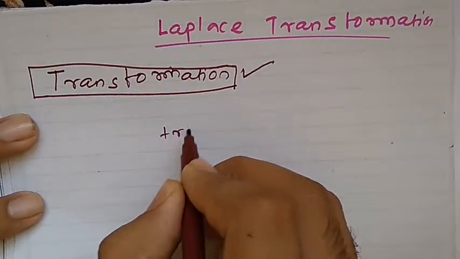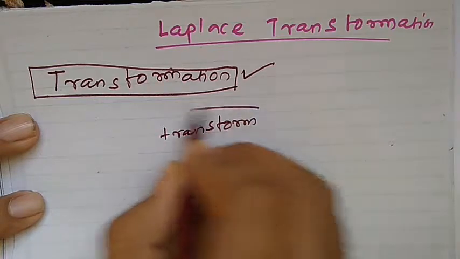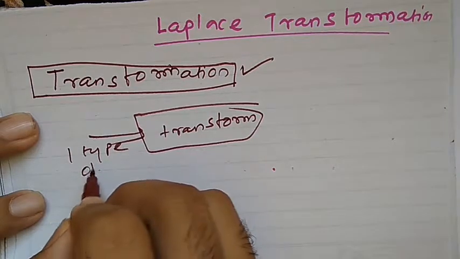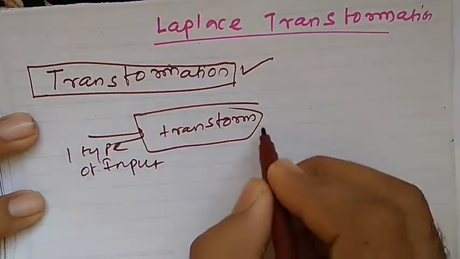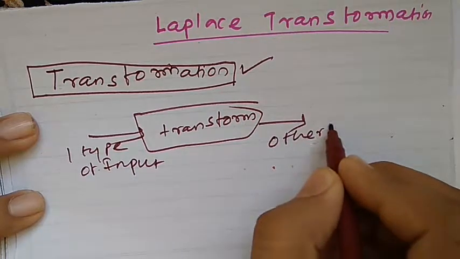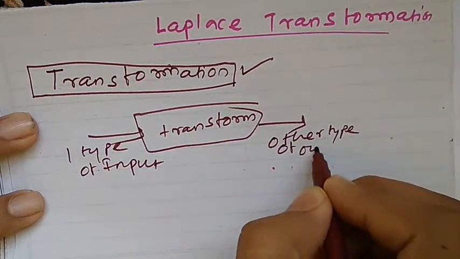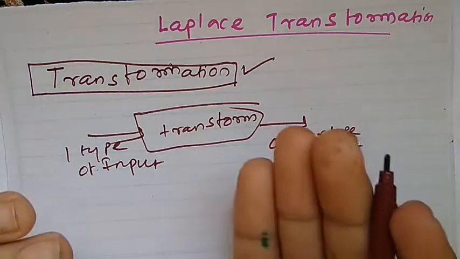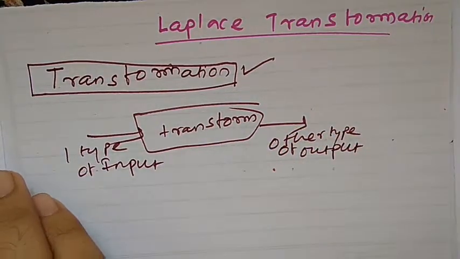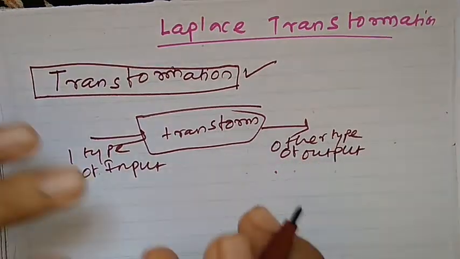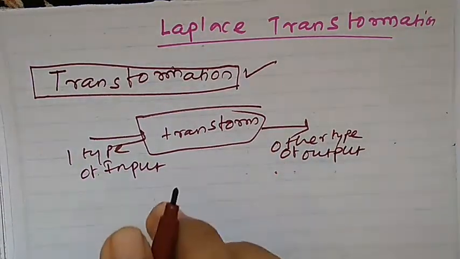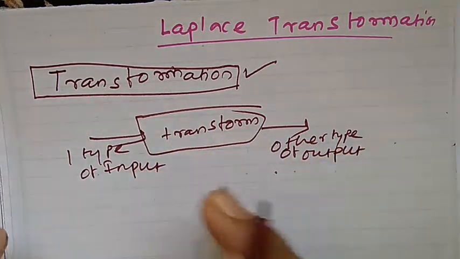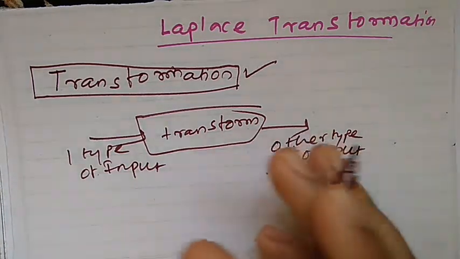Where transform means giving one type of input and taking another type of output. This is basically the transformation. We have to transform from one thing to another thing, one type of thing to another type of thing. Mathematically, transform means taking one function or one type of variable and making it another function or another type of variable. This is basically the transform.